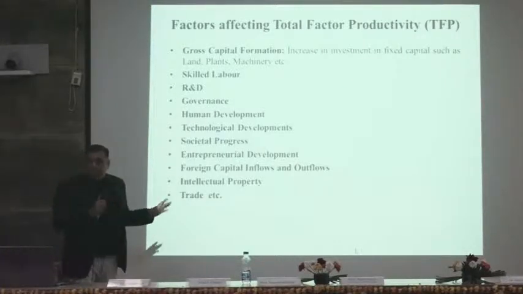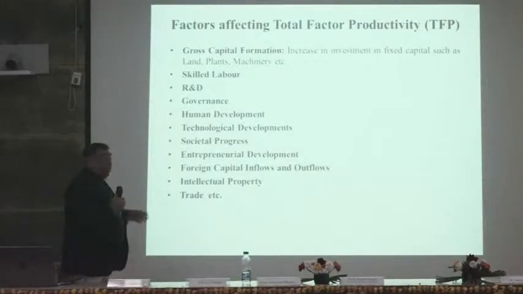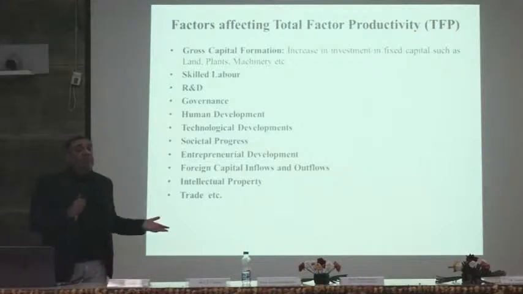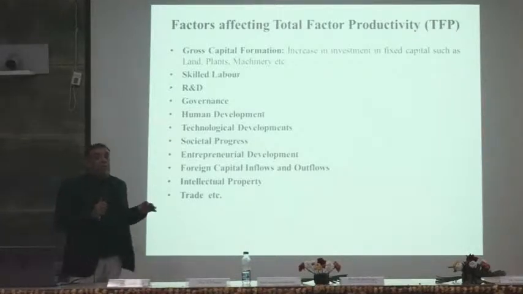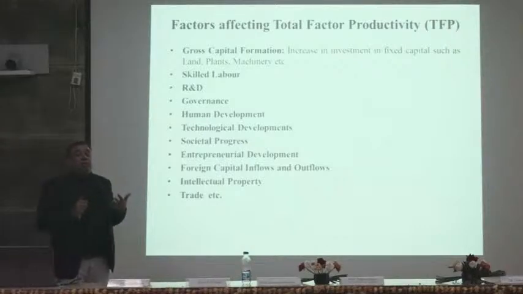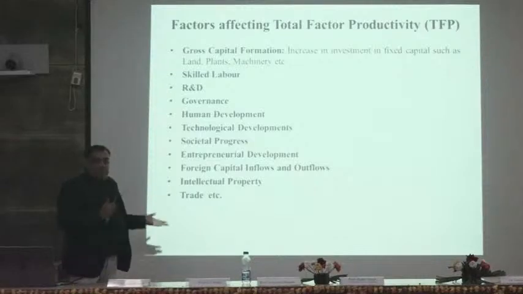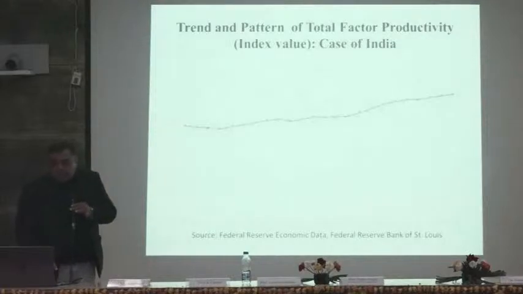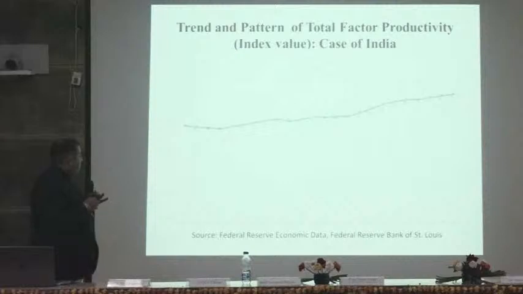Then foreign capital inflows and outflows, FDI and OFDI. Intellectual property is also very important: how many patents, trademarks, and trade secrets are filed, how many patents are filed by Indians. Then trade and many other factors. These are some of the factors contributing to total factor productivity. Now, this is the trend pattern of total factor productivity in India from 1999 to 2022. It is an increasing trend, which is a good sign, but we need to focus more.